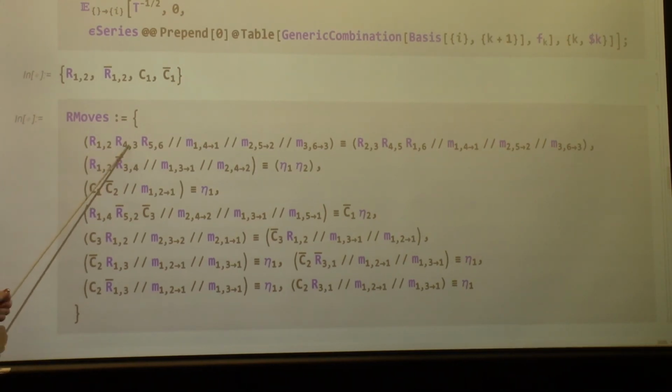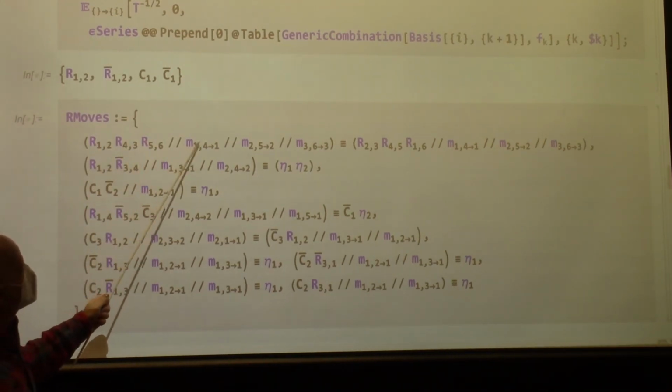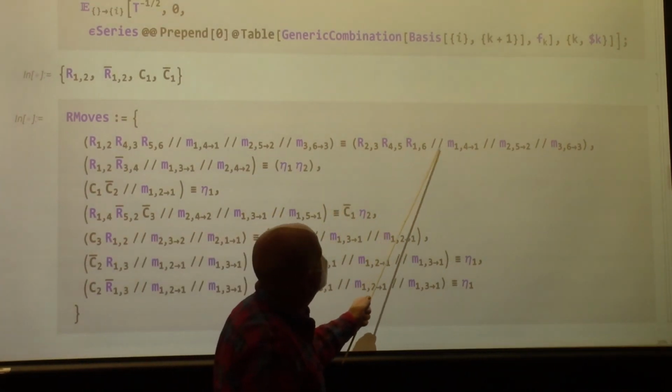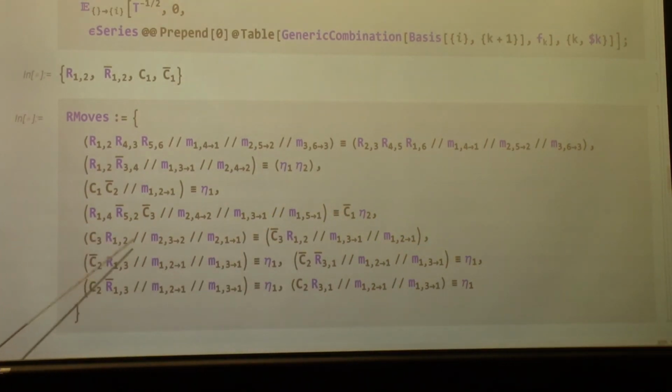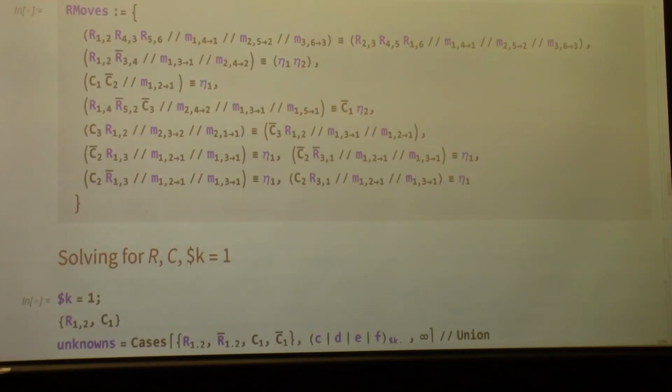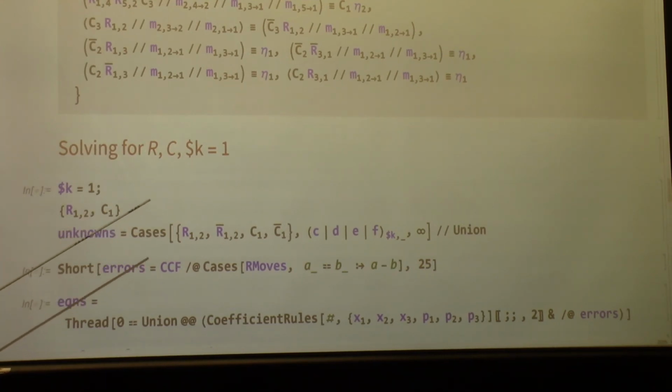So here is Reidemeister 3, a product of 3 R's multiplied one way is equal to a product of 3 R's multiplied in another way. Here is Reidemeister 2, C is the inverse of C bar, here is another version of Reidemeister 2. Basically all the Reidemeister equations are written here. And then I simply solve for them. I now have a large system of equations with unknowns.